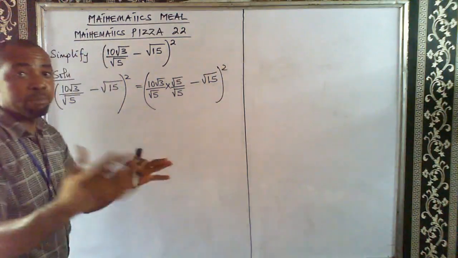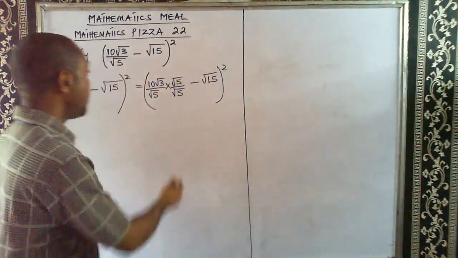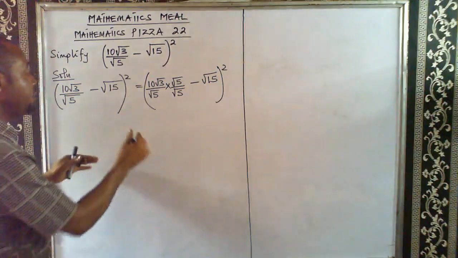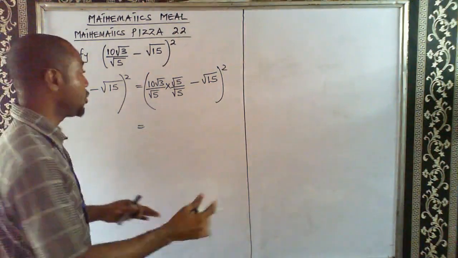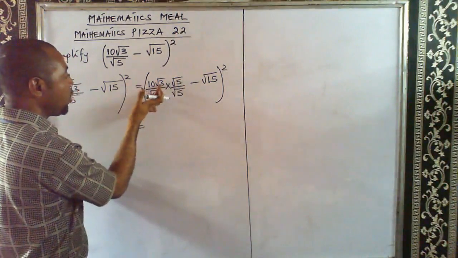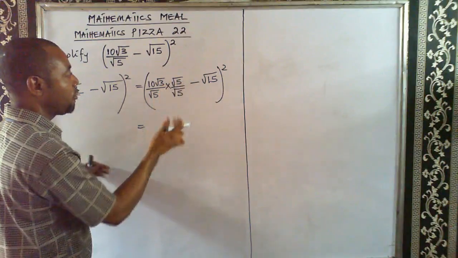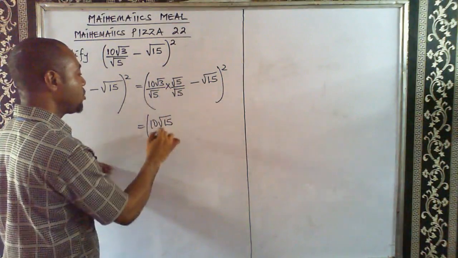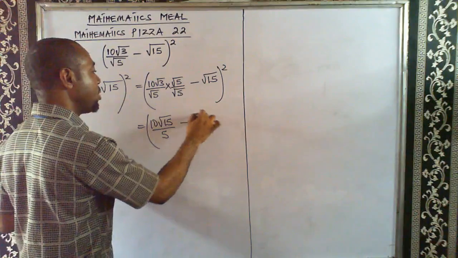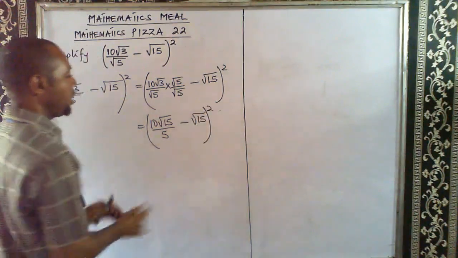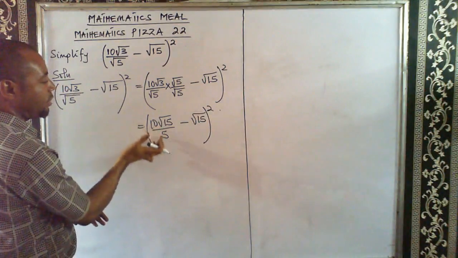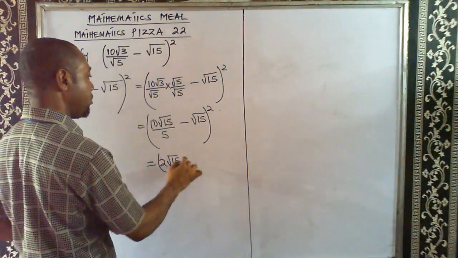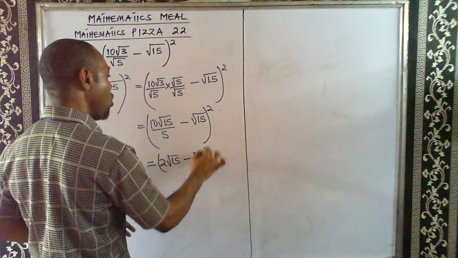You still remember the principle of rationalization: multiplying the numerator and the denominator by the conjugate of the denominator, if the denominator of a fraction is a surd. Now when you multiply the square root of 3 by square root of 5, this will give us 10 root 15. Square root of 5 times square root of 5 we know is 5, minus square root of 15, all squared. Now 5 can divide this, I will be left with 2 square root of 15, we still have a bracket, minus square root of 15, all squared.